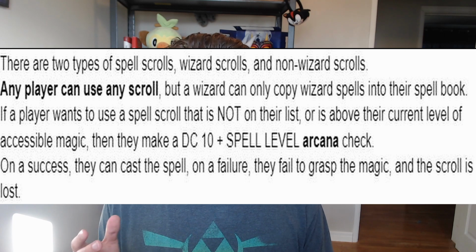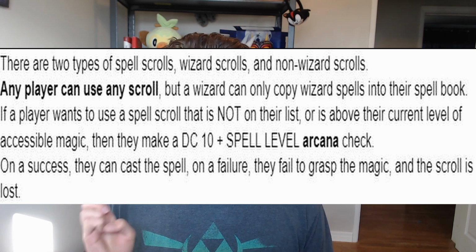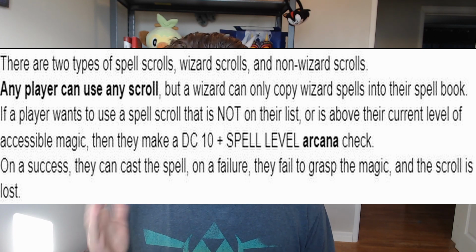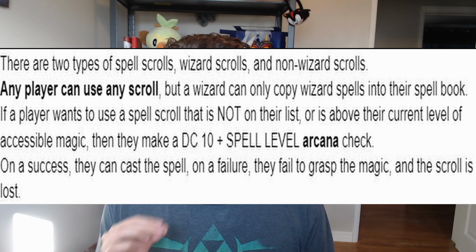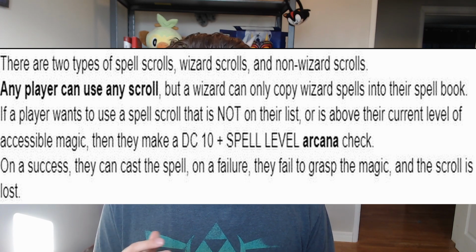I separate spell scrolls into two different types, wizard scrolls and non-wizard scrolls. Any player can use any scroll, but a wizard can only copy wizard spells into their spellbook. If a player wants to use a spell scroll that's not on their spell list, or it is above the current level of their accessible magic, then they need to make a difficulty class plus spell level Arcana check. So if our wizard wanted to cast a Druid spell scroll at the 2nd level, they would be making a difficulty class 12 Arcana check to try and use that spell.